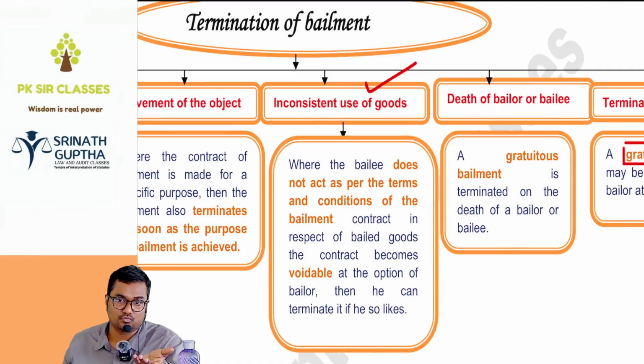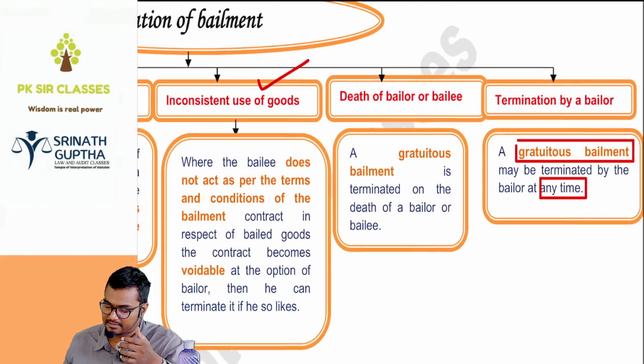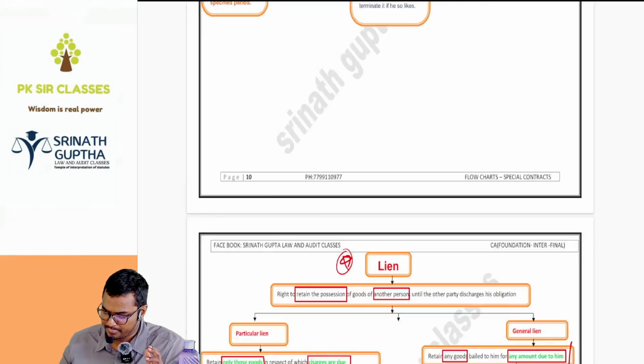Next, inconsistent use of the goods: I gave the bike to mechanic for the repair, using for the personal purpose, mechanic using the bike for personal purpose, it is voidable at the option of the bailer, we can terminate the contract. By death of the bailer, bailment comes to an end. And gratuitous bailment can be terminated by the bailer at any time.